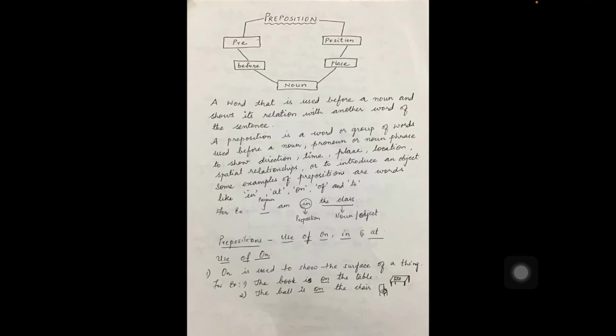Now today let us look at the use of on, in and at. Let us look into some usages of it and the rules for it. So, use of on. On is used to show the surface of a thing. Whenever you have a surface of a thing, then on is used. For example, the book is on the table. The table has a surface, isn't it? So the book is on the table. So on is used for that.